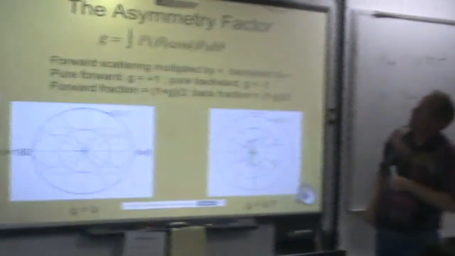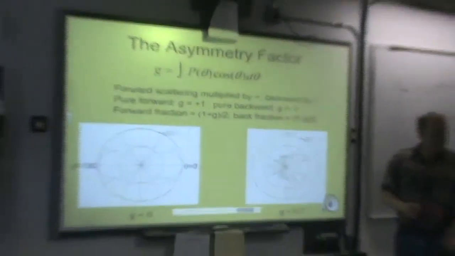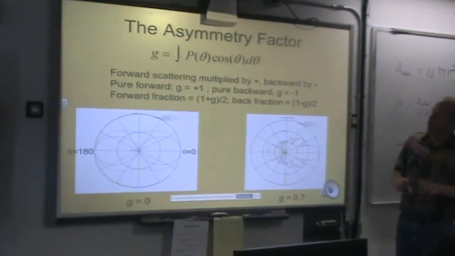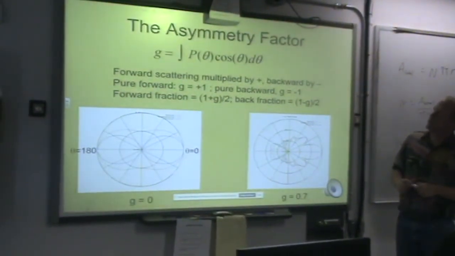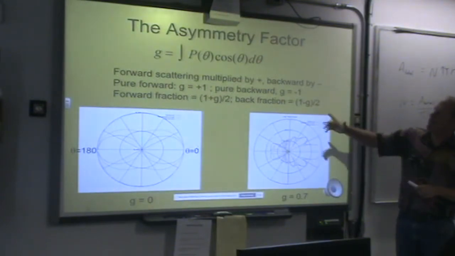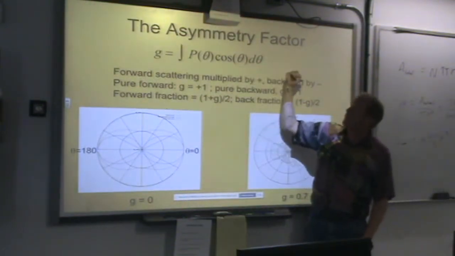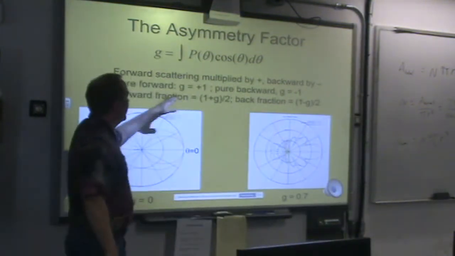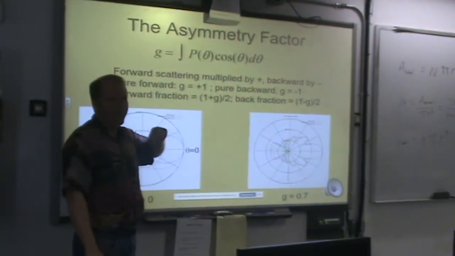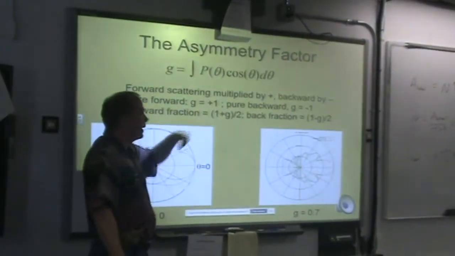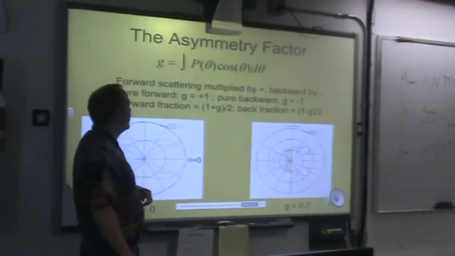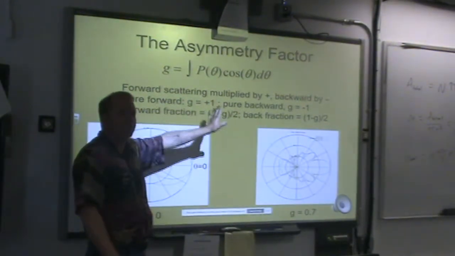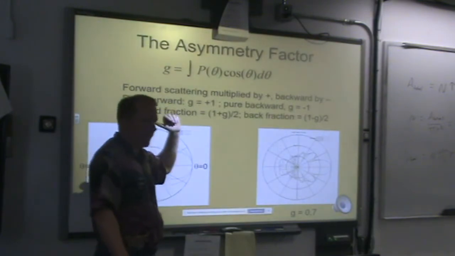So, let's see, how much time do we have here? 4 minutes. One last thing I'm going to talk about is called the asymmetry factor. You take the cosine of the angle, so forward is positive, backwards is negative. If we have pure forward scattering, the asymmetry factor would be +1. That never happens. Pure backward scattering would be -1. That never happens. Normally you get asymmetry factors in the range of about 0.3 to 0.7. So most of it is forward scattering, some of it is backward scattering.